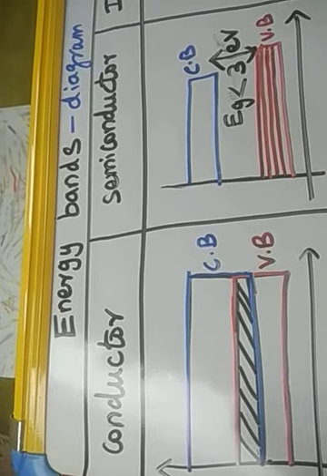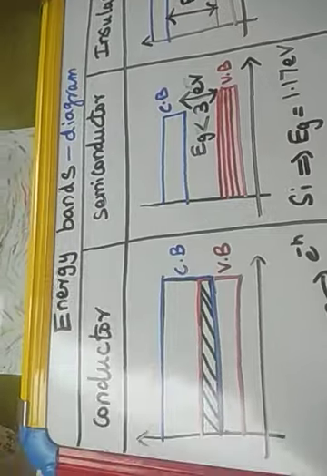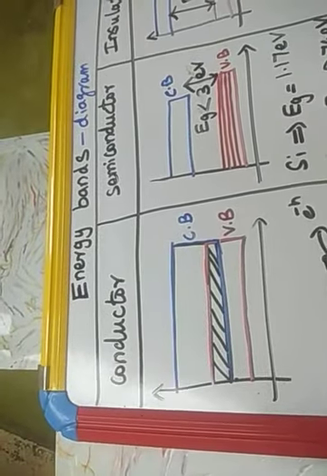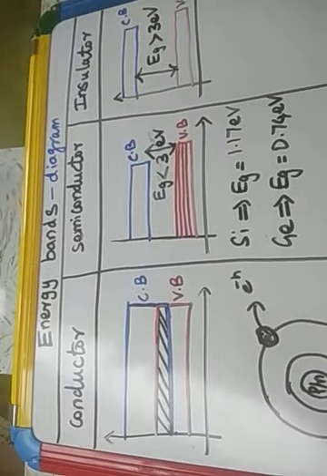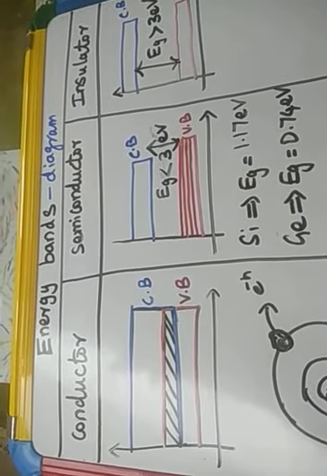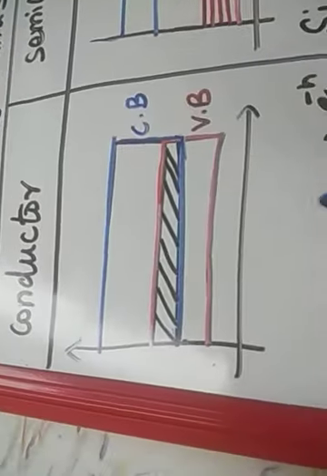Energy band diagram or energy level diagram. Dear students, we have three materials based on the conductivity: conductors, semiconductor and insulator. So these are all the diagrams which represent the energy band diagram for conductor, semiconductor and insulator. So I will explain one by one easily.